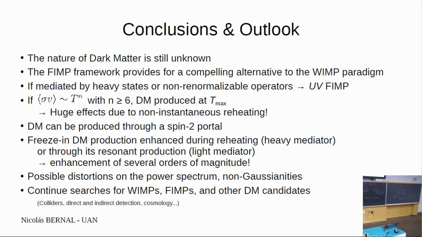So some conclusions. The first is basically the same one that Andre was pointing out: the nature of dark matter is still unknown. And the FIMP framework provides a compelling alternative to the WIMP scenarios. If you are mediated by heavy states or by non-renormalizable operators, you can have production à la FIMP, UV FIMP. And in that case, if the annihilation cross section has a very strong temperature dependence, in particular if it's T⁶ or higher, the bulk of the dark matter production happens at Tmax, not at T reheating.